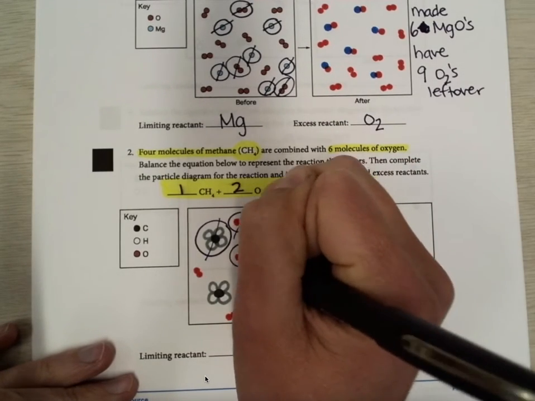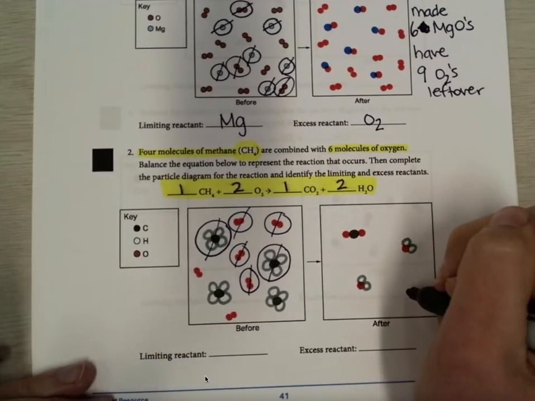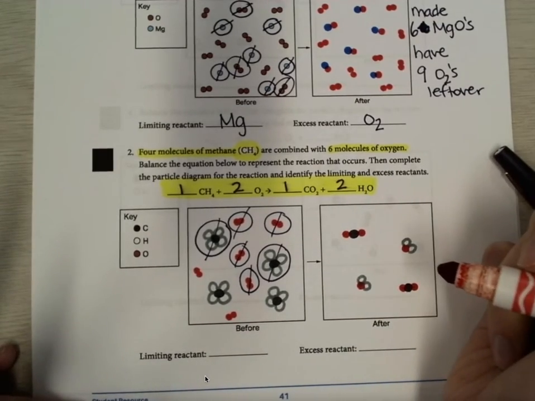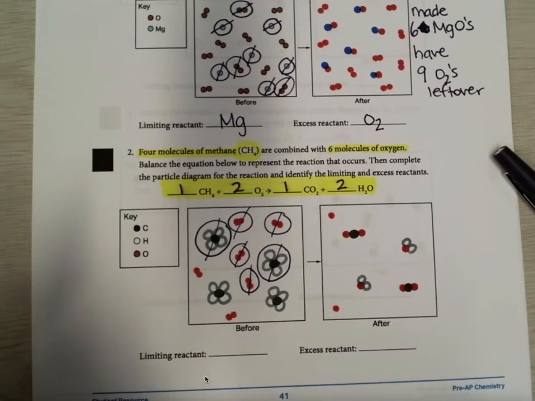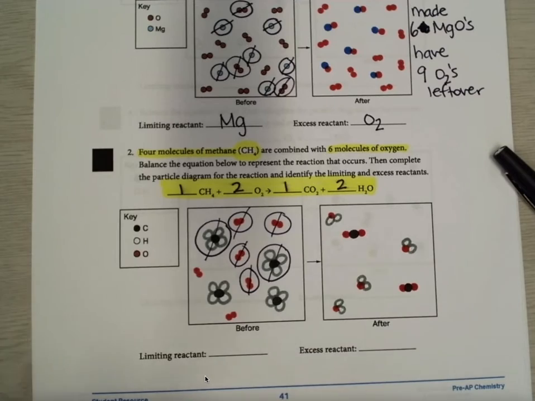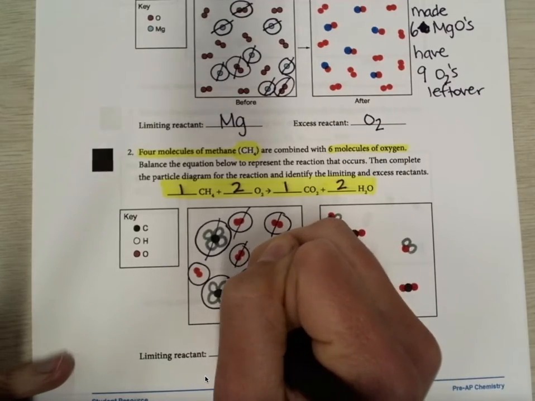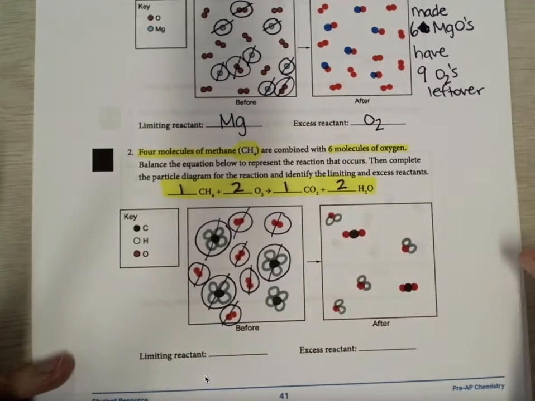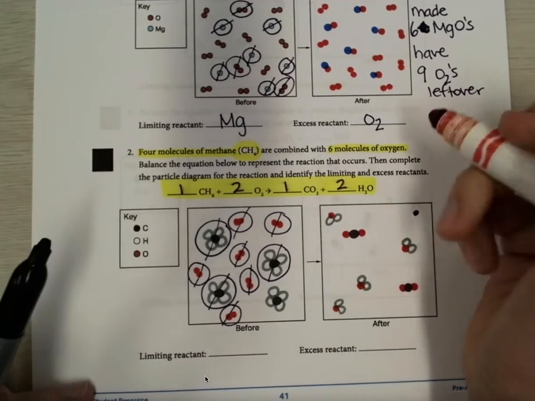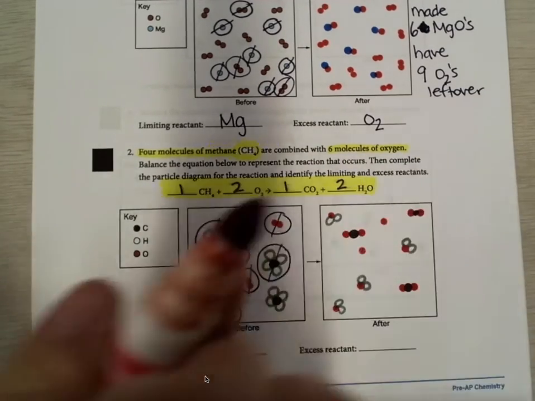1 methane and 2 oxygens will bust apart, and they will form 1 carbon dioxide and 2 waters. And then last time, 1 CH4 and 2 oxygens will bust apart, and they will form 1 carbon dioxide and 2 waters.